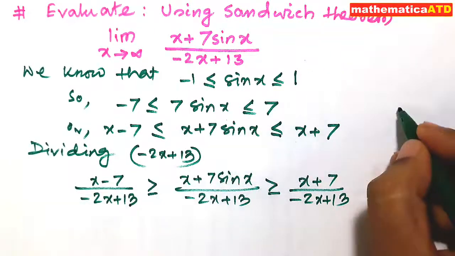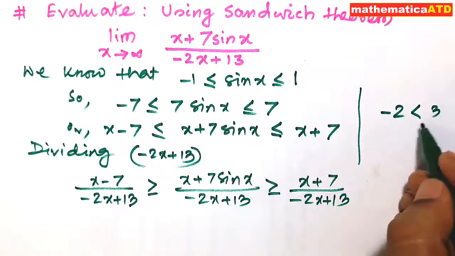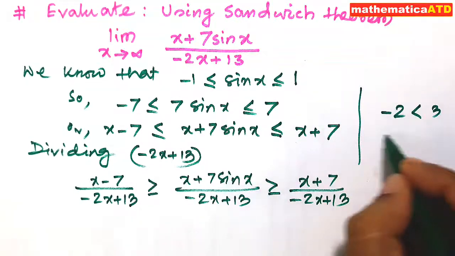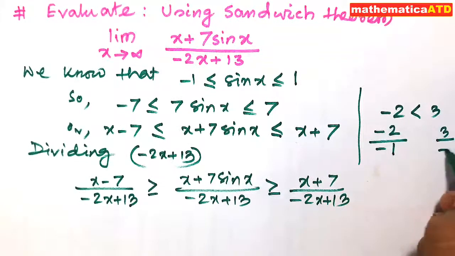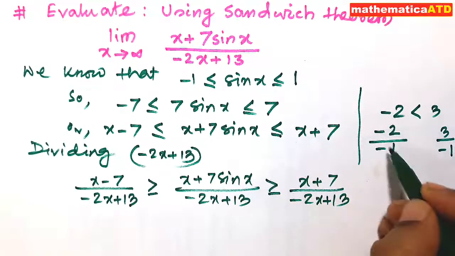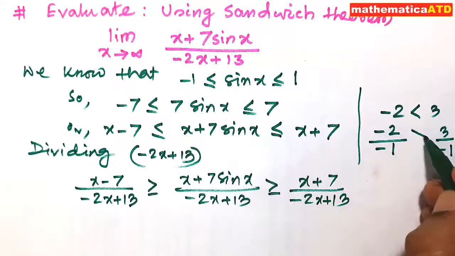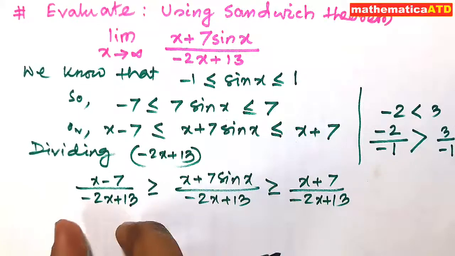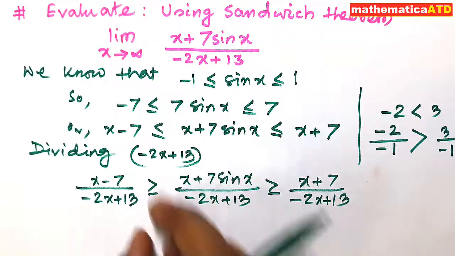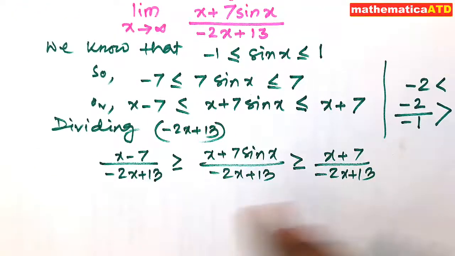Suppose I give an example, say minus 2 is less than 3, isn't it? So if you divide both sides by minus 1, what will happen? Minus 2 divided by minus 1 means plus 2, that is positive 2, and this is negative 3. So positive 2 is obviously greater than negative 3. So when we have divided each term by a huge negative number, obviously the inequality sign, which was earlier less than or equal to, will be converted to greater than or equal to. So x minus 7 divided by this and so on.